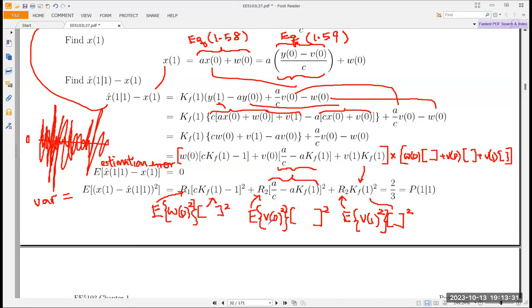Because you use the same sensor, whether you measure at midnight or 1 o'clock, it is still the same noise, R2. Variance of the noise, same. All right, so this would be the variance of your estimation error at 1 o'clock.